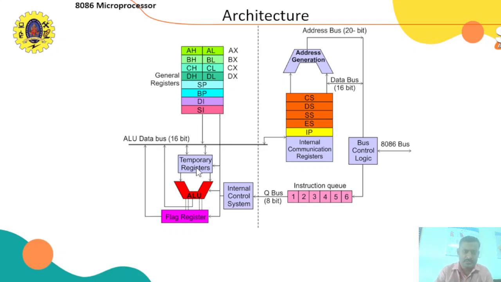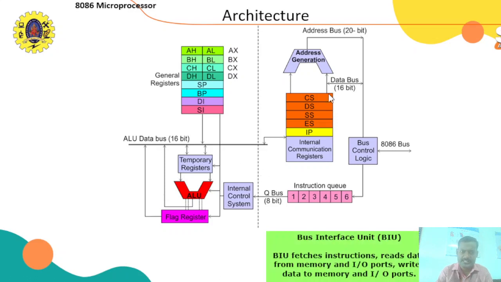Look at this temporary register. Its purpose is that whenever you are performing an ALU operation, the particular data should be stored in this temporary register. After performing the operation, the result will be stored back to a register, and then it will be moved to memory based on requirements.